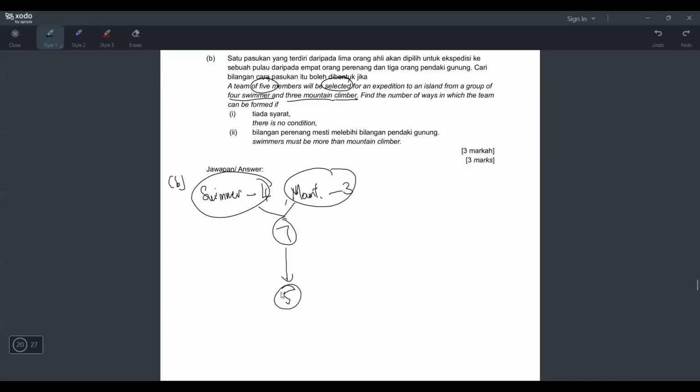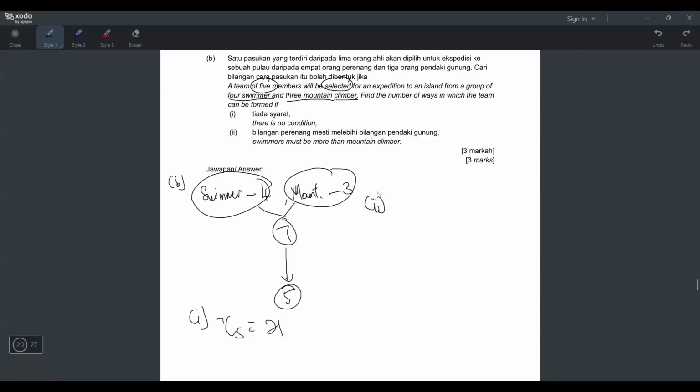What is the meaning of no condition? No condition means all swimmers also can, all mountain climbers also can, mixed also can, anything also can, just mix anything, no condition. So number 1 they say what? No condition. So 7C5, right? Okay, press this in your calculator, you'll get 21.